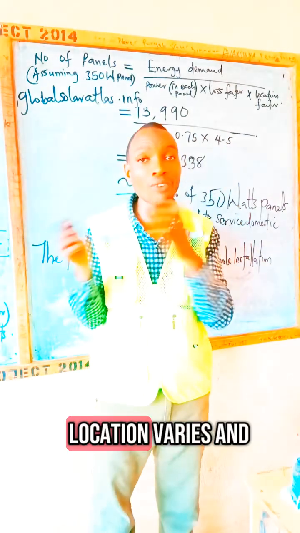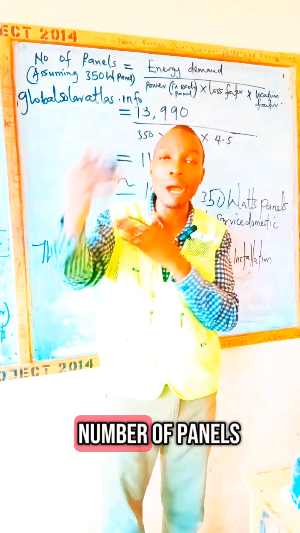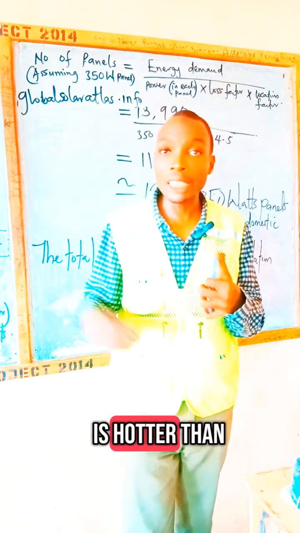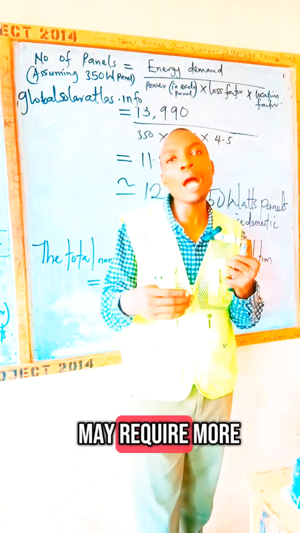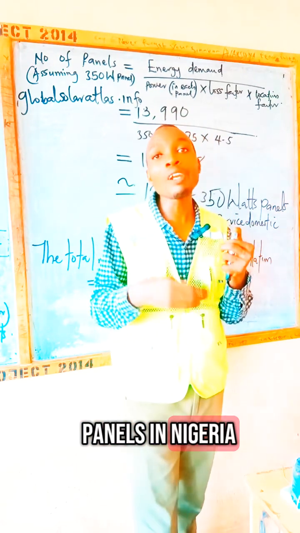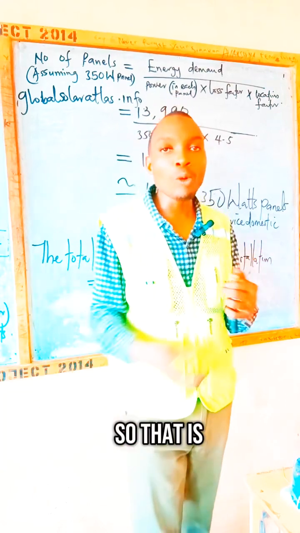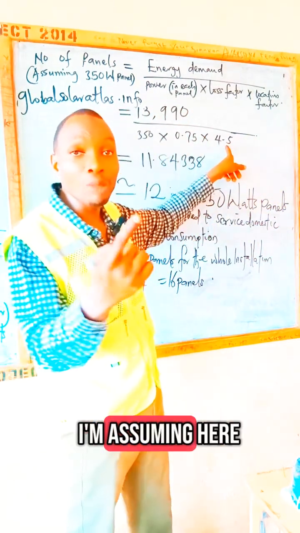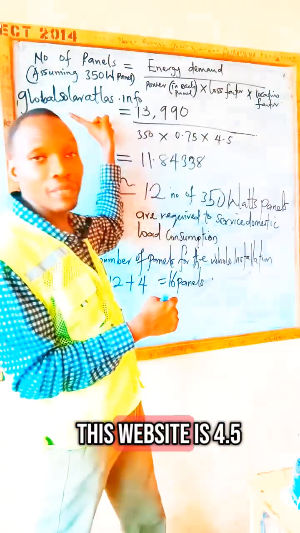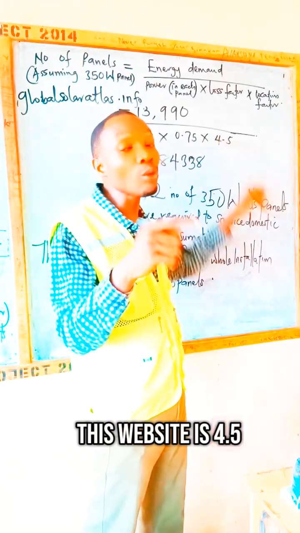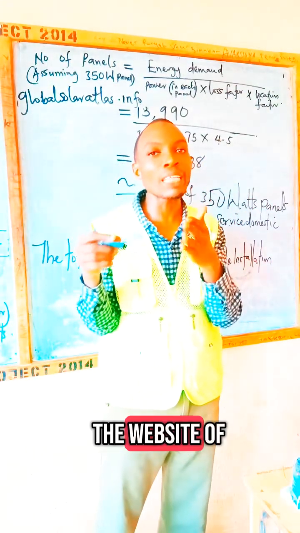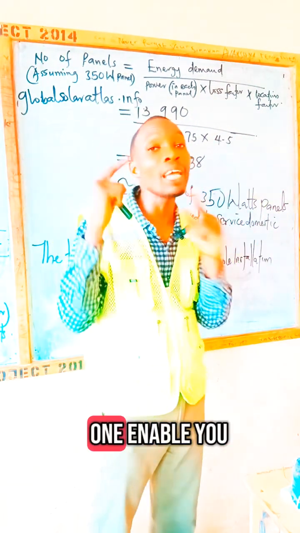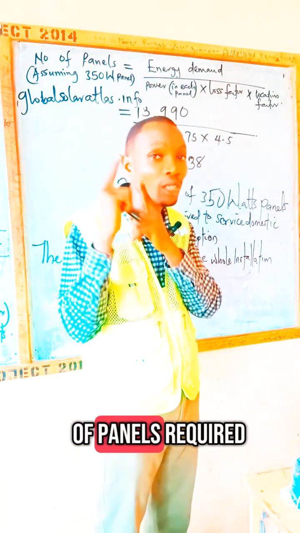So, you know, location varies, and the location determines the number of panels. If you are in Nigeria, the Nigeria weather is hotter than the European weather. So you may require fewer panels in Nigeria and more panels in Europe. So that is why it is essential to consider the location factor. And the location factor I'm assuming here, taking data from this website, is 4.5. It depends. You can equally visit the website of the company you are purchasing your equipment from to get your location factor, so that it will enable you to calculate the number of panels required.